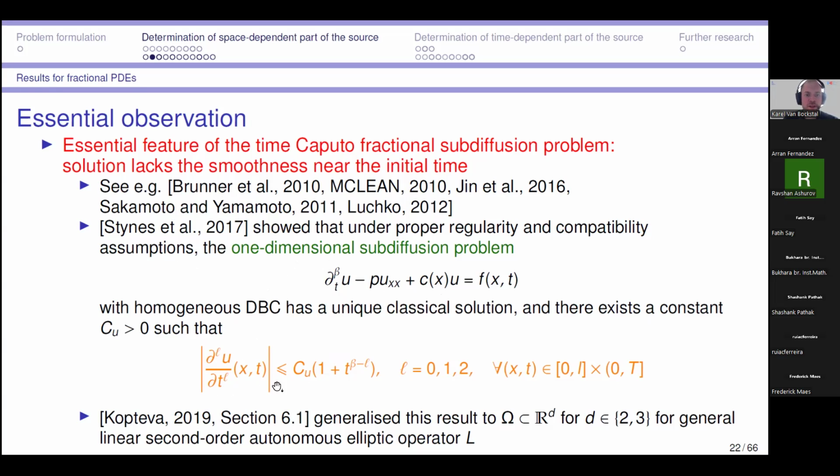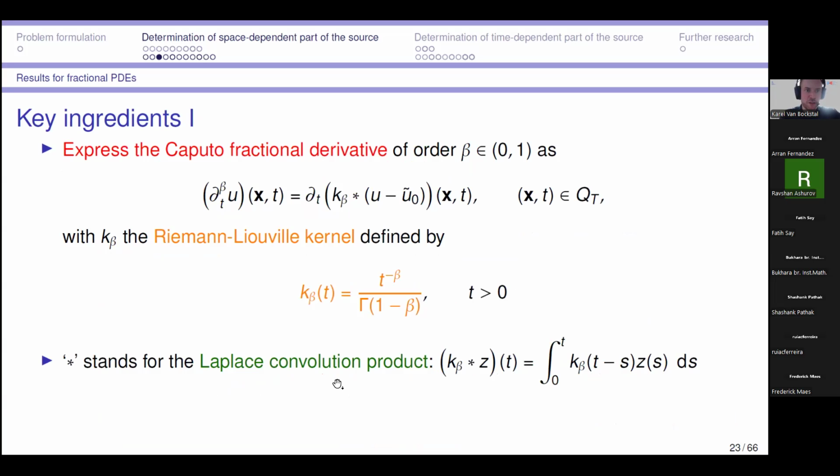When we look at the time derivatives, for the first order derivative we have here t with exponent beta minus 1, for the second order derivative beta minus 2. And this is generalized by Pavan to a general second order autonomous elliptic operator. So here we see that from this estimate we have that the time derivative of u is L1 integrable in time and not L2 integrable, which has some consequences. So the Caputo fractional derivative I've rewritten in this way.